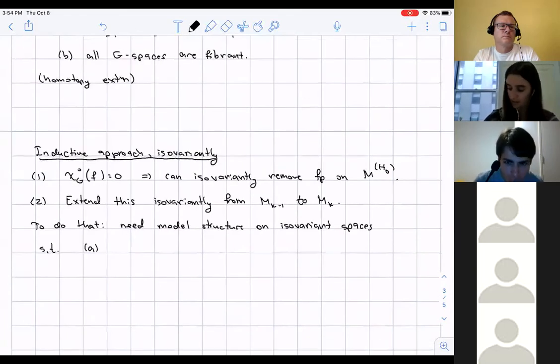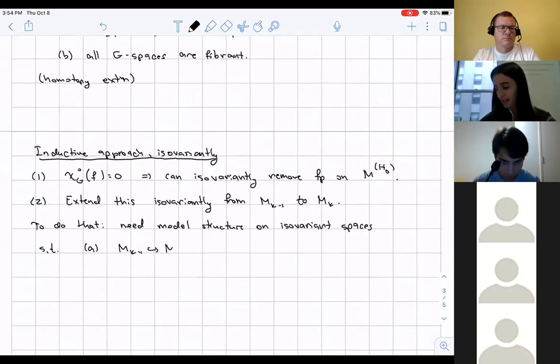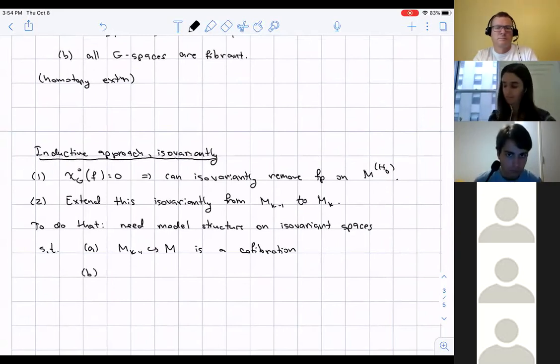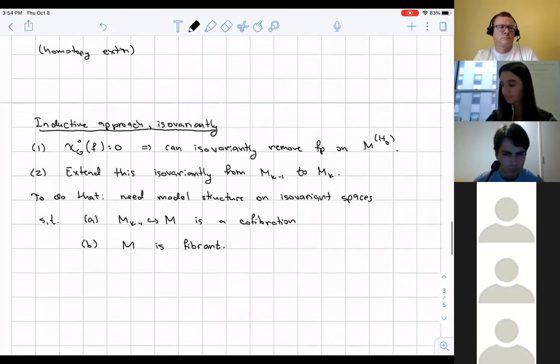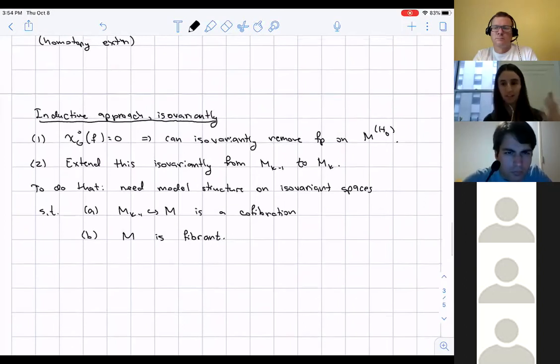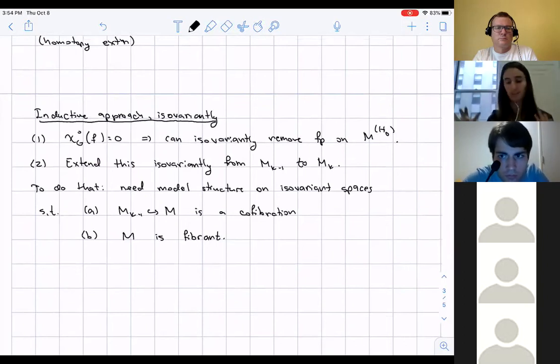such that, first of all, Mk minus 1 to, let's say, Mk, or even M itself would probably be enough, is a cofibration. So you can get from Mk minus 1 to the next thing by adding isovariant cells. And then second part, you want your manifold M to be fibrant. So that's kind of, if you want to carry out this induction, then you want to make sure that you have a good homotopy extension property at every step. So that's what these assumptions are doing.